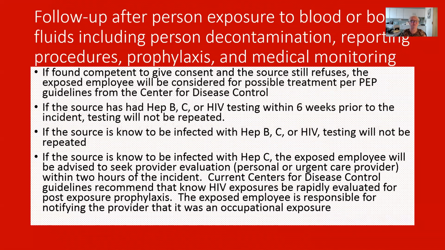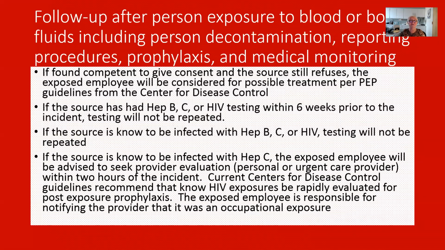If the patient is found competent to give consent and the source still refuses, the exposed employee will be considered for possible treatment per PEP guidelines from the Centers for Disease Control. If the source has had Hep B, C, or HIV testing within 6 weeks prior to the incident, testing will not be repeated. If the source is known to be infected with Hep B, C, or HIV, testing will not be repeated.